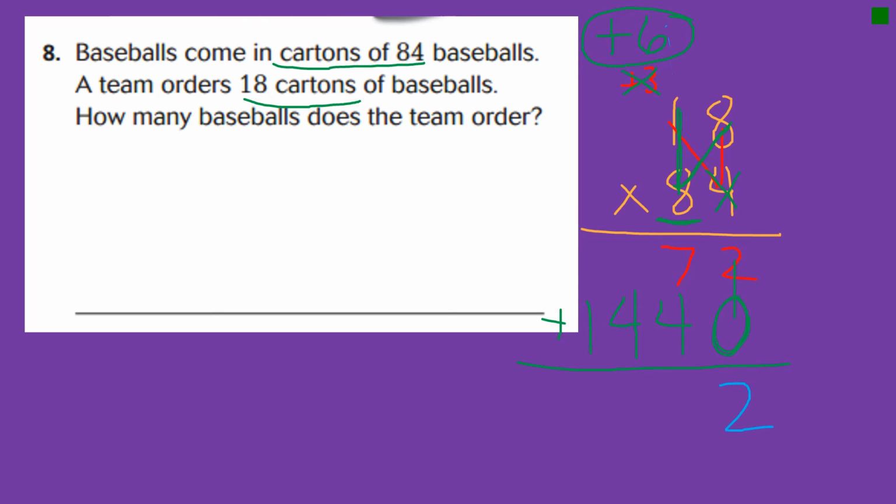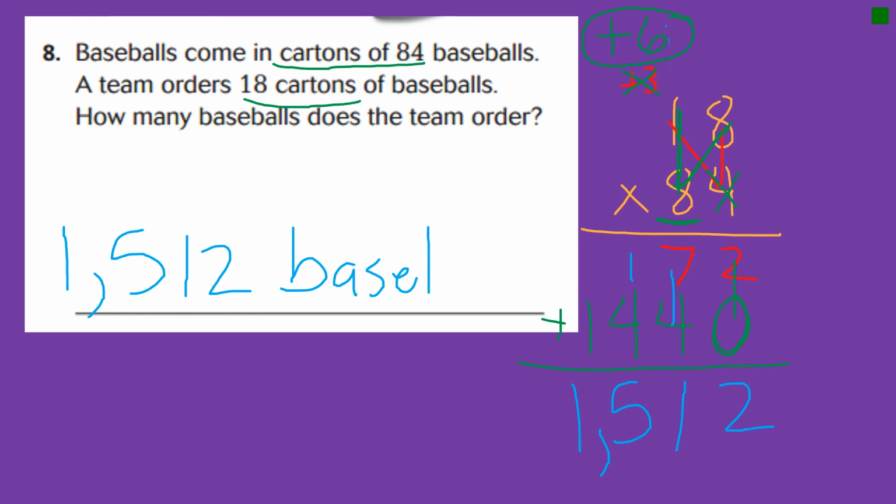2 plus 0 is 2. 7 plus 4, 7, 8, 9, 10, 11. 4 plus 1 is 5. And then 1 plus nothing, right? So the baseball team ordered 1,512 baseballs. Good gravy. How many baseballs does one team need? 1,512 baseballs. Sheesh. All right, here we go.